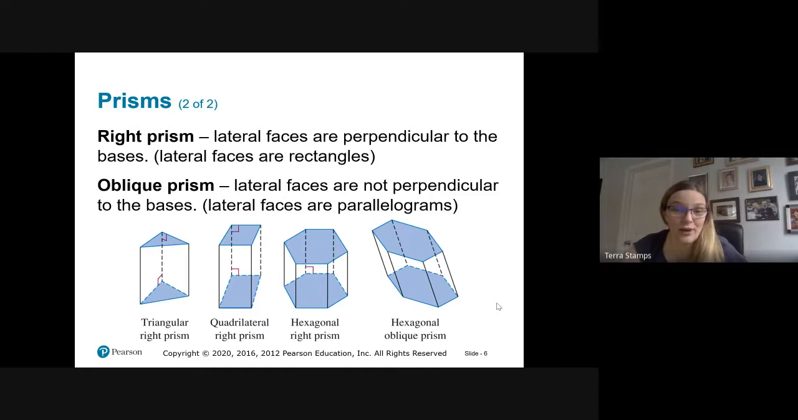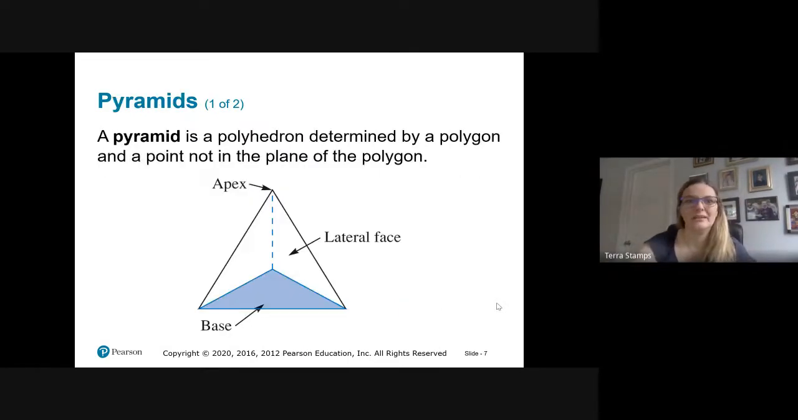The hexagonal right prism, because there's a hexagon as the base. And then we have a hexagonal oblique prism. So it's a hexagonal prism, but the bases are not directly above and below each other, right? They are in parallel planes, but they're not right angles there.